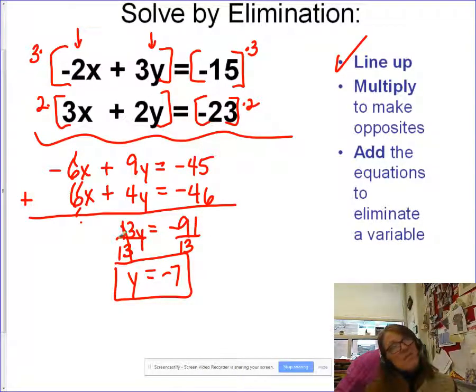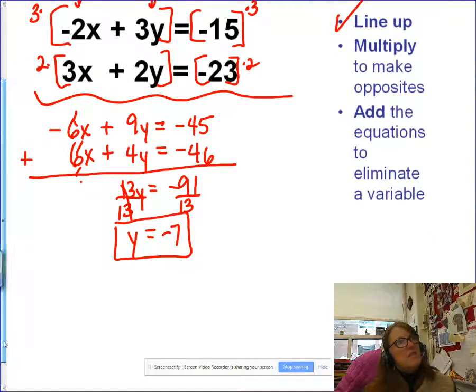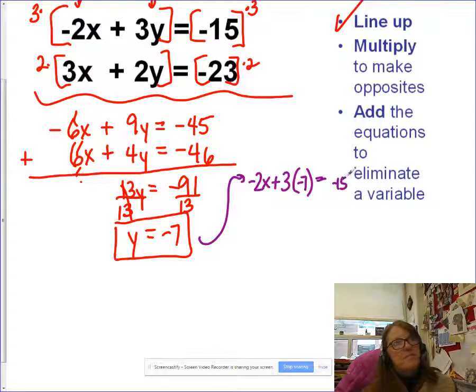Let's pick an equation and figure out what x is. Now I've got a lot to write here, so I think I'm just going to come over here. Negative 2 times x, I don't know x yet, plus 3 times y, which I just said is negative 7, equals negative 15. Okay, now are you kind of understanding why we made you work and get all of this positive and negative integers and get those facts down pretty quickly? Minus 21 equals negative 15.